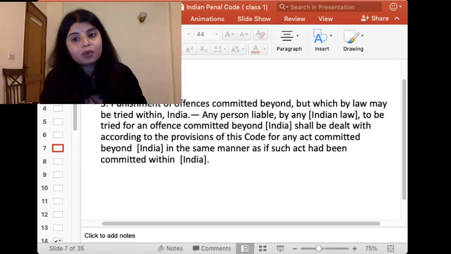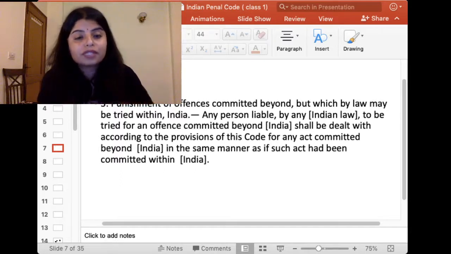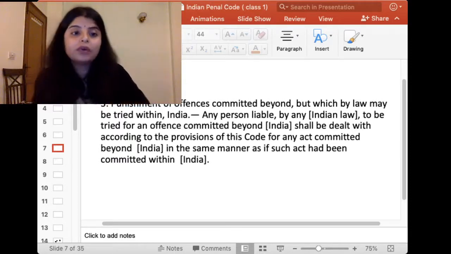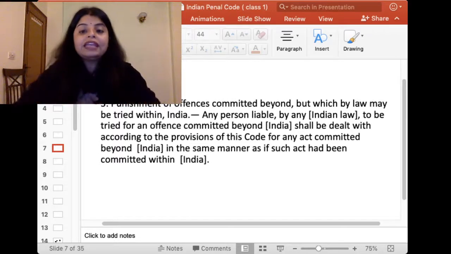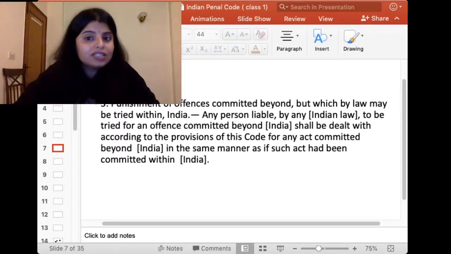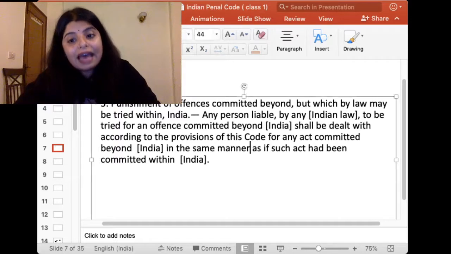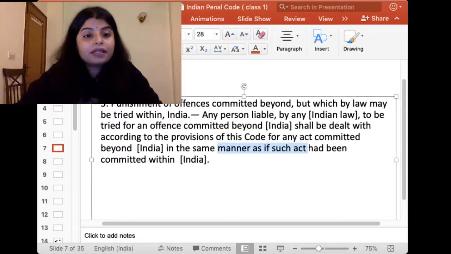Now the next sections of the IPC are Section 3 and Section 4. Section 3 talks about a situation where a person can be tried in India even if he has committed the offense outside. And Section 3 says that when he is tried in India, it will be deemed that he has committed the offense within India only. See Section 3: any person liable by Indian law to be tried for an offense committed beyond India shall be dealt with according to the provisions of this code for any act committed beyond India in the same manner as if such an act had been committed in India.